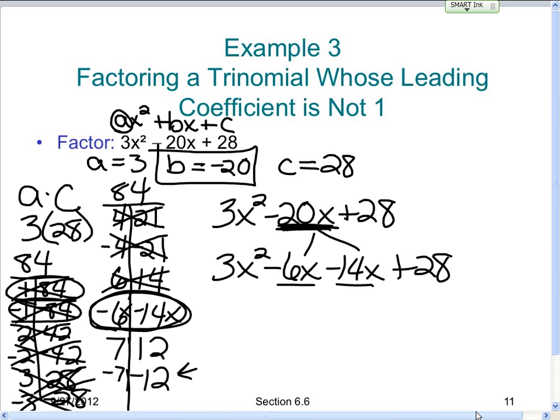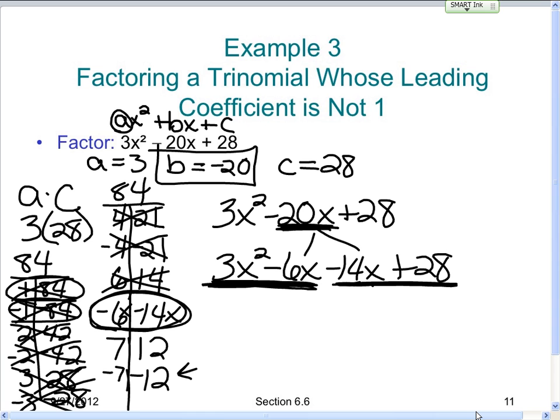So from here, I have four terms. I'm going to underline the first two terms, and in a separate underline, I'm going to underline the last two terms. Now, looking at only the first two terms, I'm going to see what they have in common. What do they both have? They both have x's and they both have 3's, or I can divide 3 into both of them.